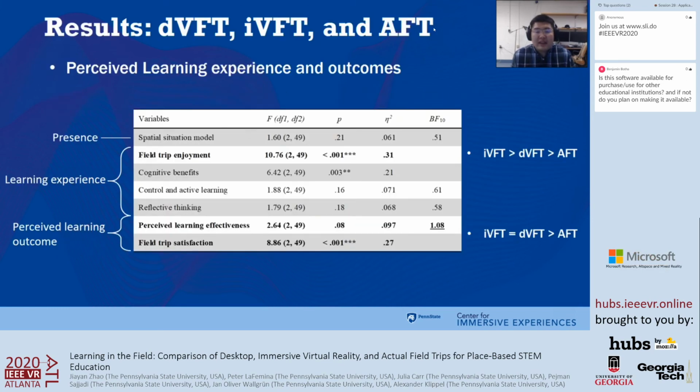Next, we examined the main effects of AFT, immersive VFT, and desktop VFT on perceived learning experience and learning outcomes using one-way ANOVAs. We also followed up with Bayesian ANOVAs to boost statistical power for non-significant results. As we can see, for the perceived learning effectiveness, although there is no significance, a Bayesian factor of 1.08 indicates that there is anecdotal evidence supporting the alternative hypothesis. In other words, the perceived learning effectiveness reported by different groups seems to be different from each other.